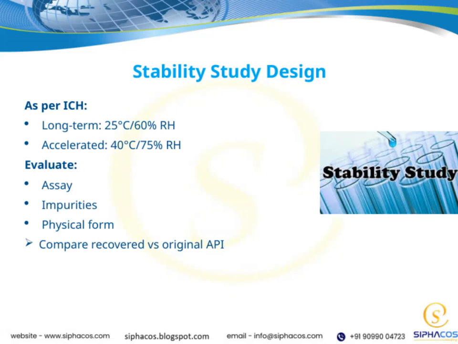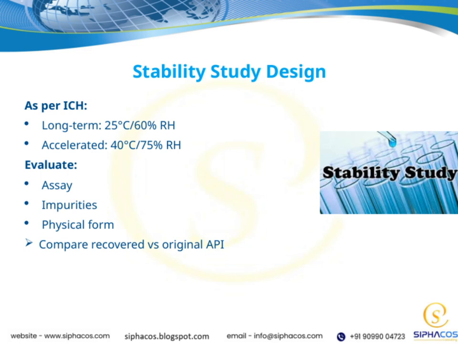Let's take a closer look at the stability study design. According to ICH guidelines, stability testing is conducted under different conditions to simulate real-world storage and accelerated scenarios. For long-term stability, we typically use 25 degrees C with 60% relative humidity. This helps us understand how the product behaves over time under normal storage conditions. In contrast, accelerated stability testing involves higher temperature and humidity, specifically 40 degrees C and 75% RH. This allows us to predict the shelf life more quickly by observing how the product degrades under harsher conditions.